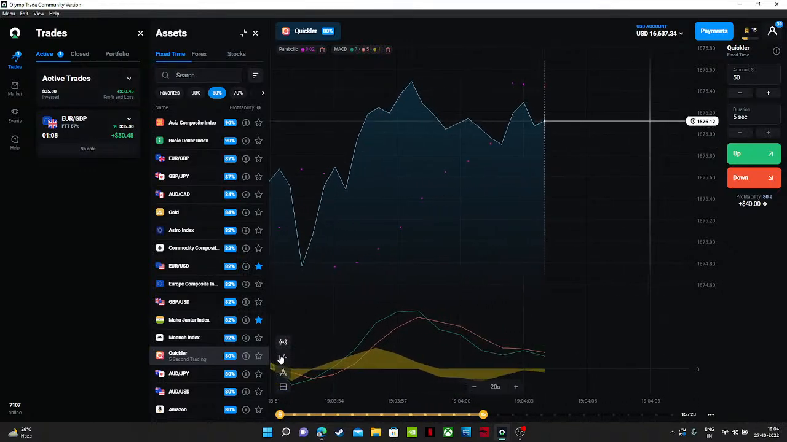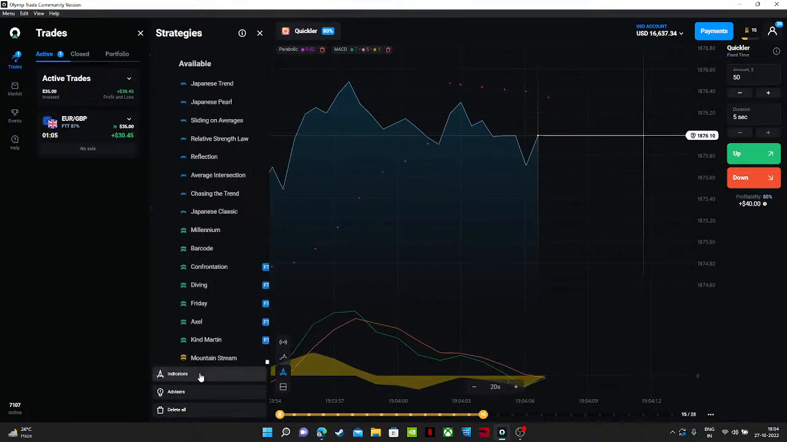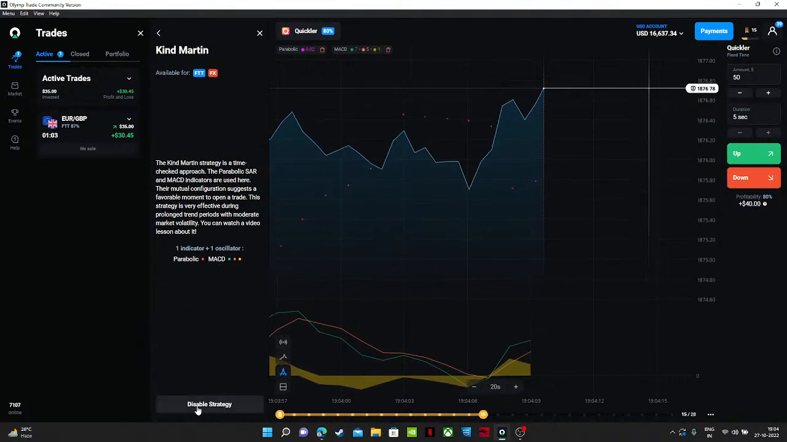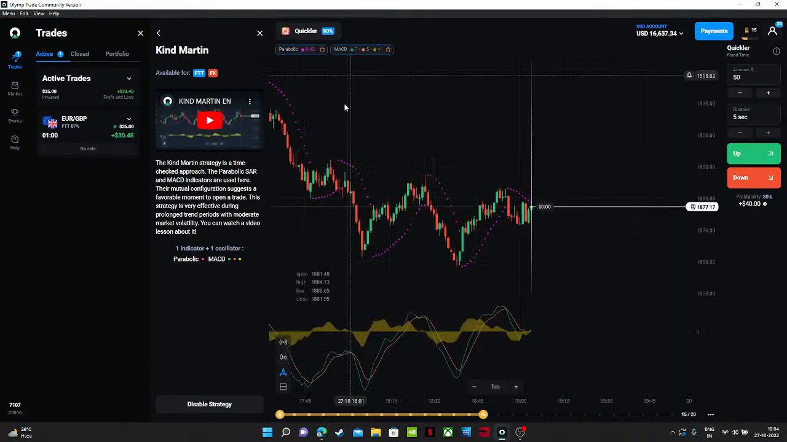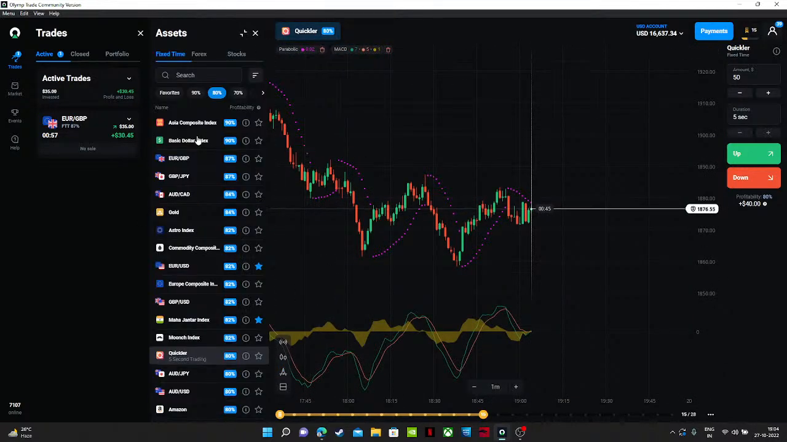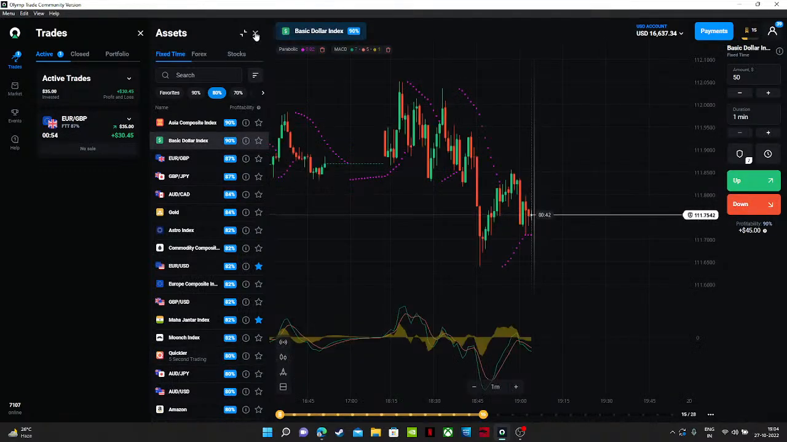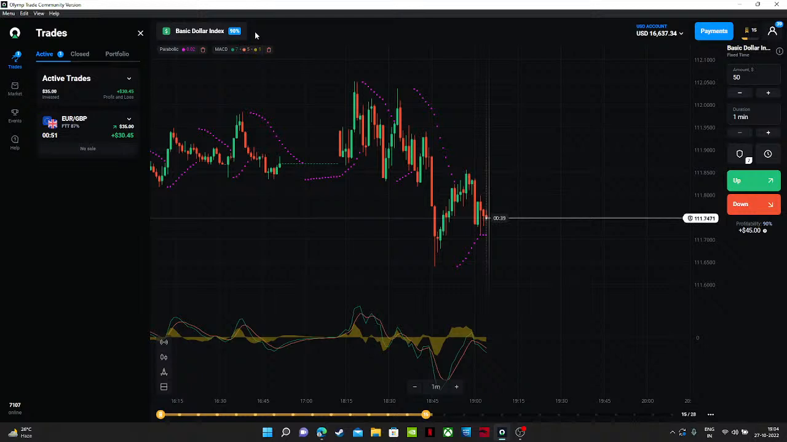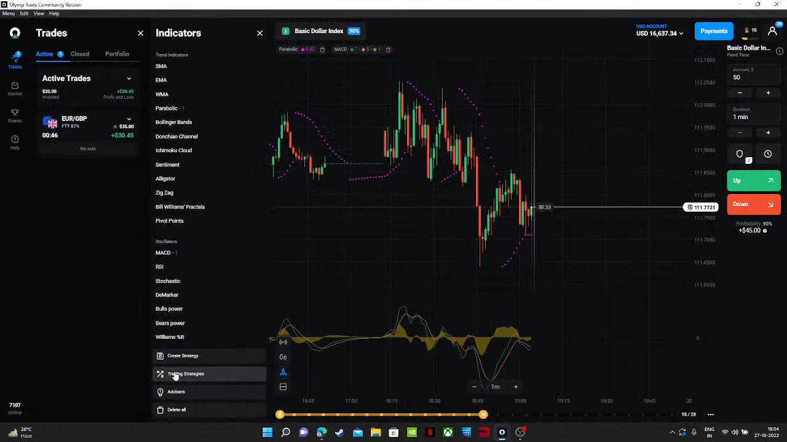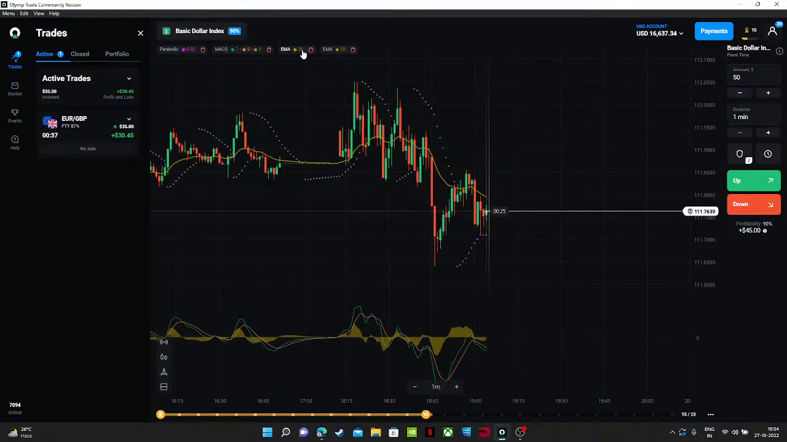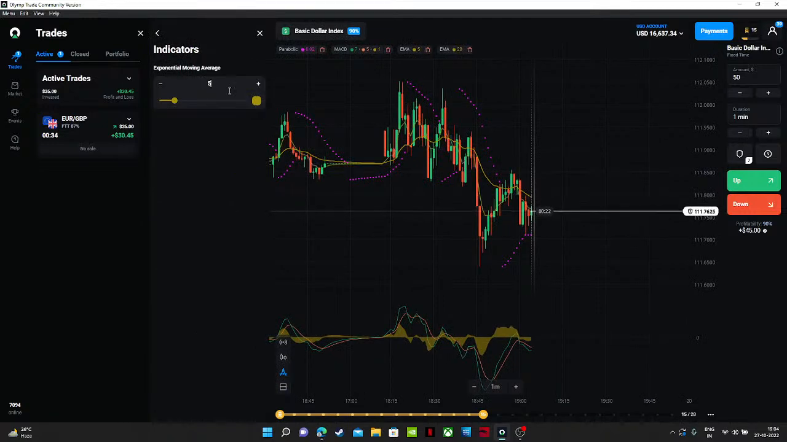Okay, we were talking about moving averages along with the Kind-Martin strategy. So enable the Kind-Martin strategy. You can use the moving averages 5 and 13 or 13 and 21. Let me show you. And whenever there is an intersection in between the moving averages, that point also you can enter. I'm going to apply 2 averages here. One will be 5. Other one will be 21.